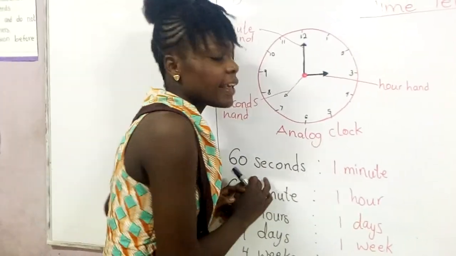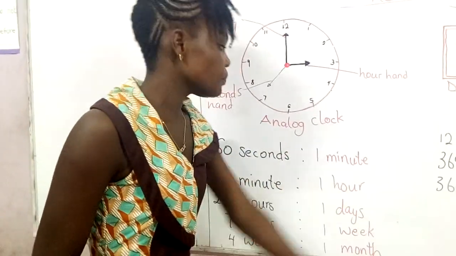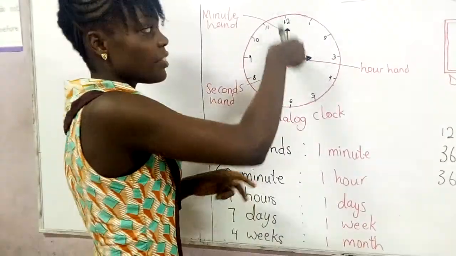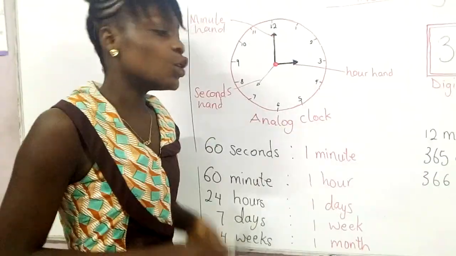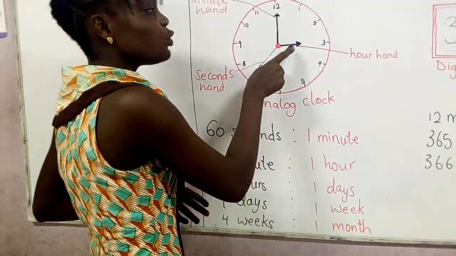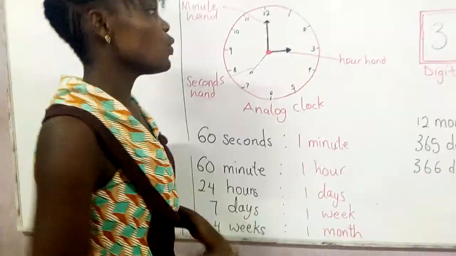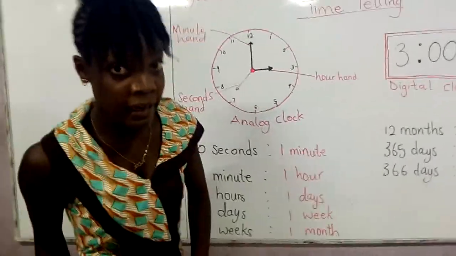So 60 seconds will give you 1 minute. And 60 minutes, that is the thick long line. When it goes round 60 times, you get 1 hour. Meaning the short thick line will move from one number to another number.